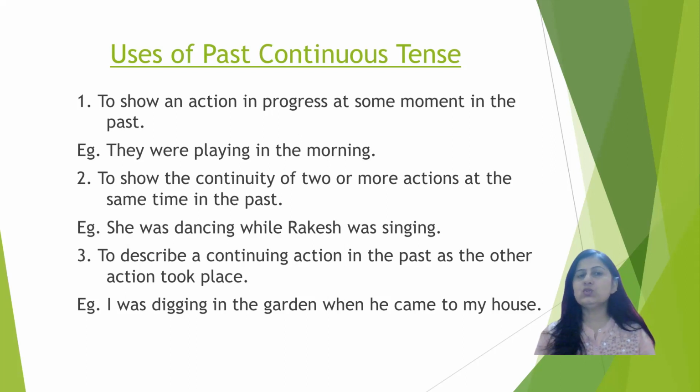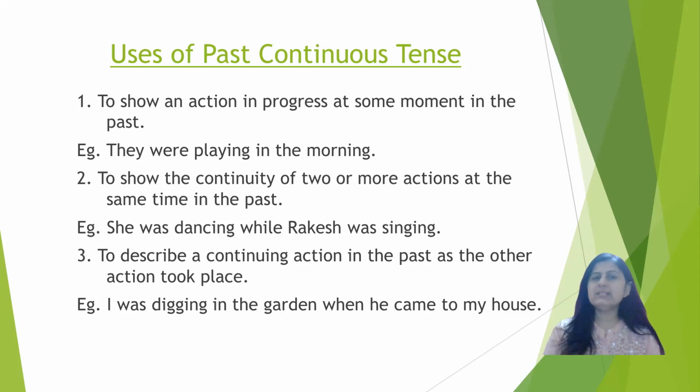Then it can be used to describe a continuing action in the past as the other action took place. When one action took place, the second one was in progress. For example, I was digging in the garden when he came to my house. When he came, one action took place, the second was in progress. I was digging, this digging work was in progress. So it will take past continuous form. I was digging in the garden when he came to my house. So this was past continuous tense.